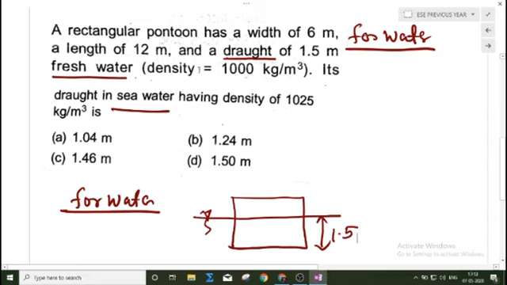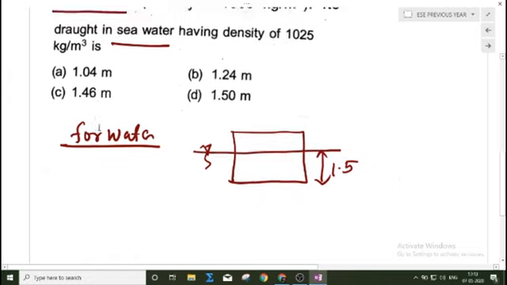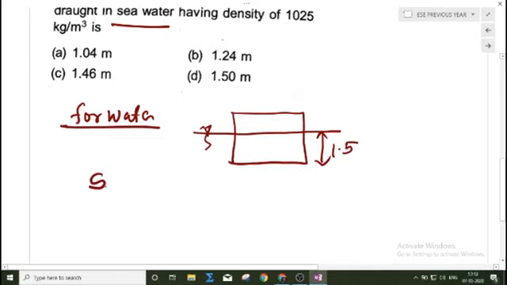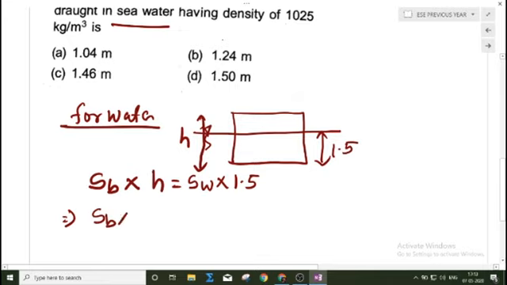Width 6 meter and draught of 1.2 meter, density is given as 1000 kg per meter cube. Okay, let me write this one. You can write the specific gravity of the body into, suppose this height, suppose this height I am taking, this is h. So h into specific gravity of the body will be equal to specific gravity of water, which is 1, into 1.5. So here the specific gravity of the body will be equal to 1.5 by h.